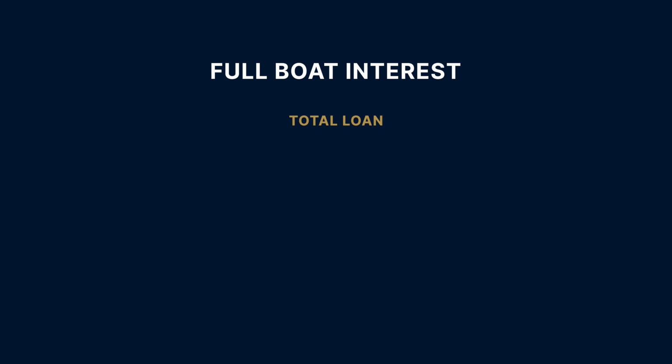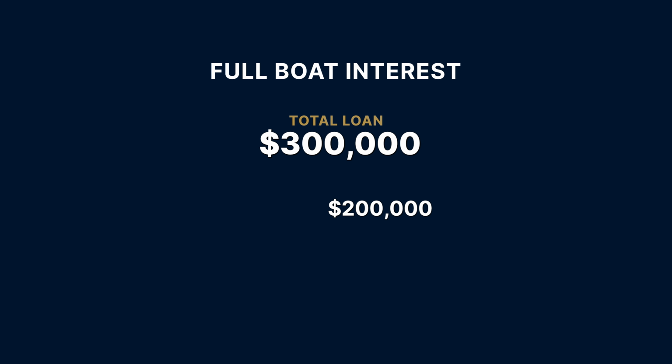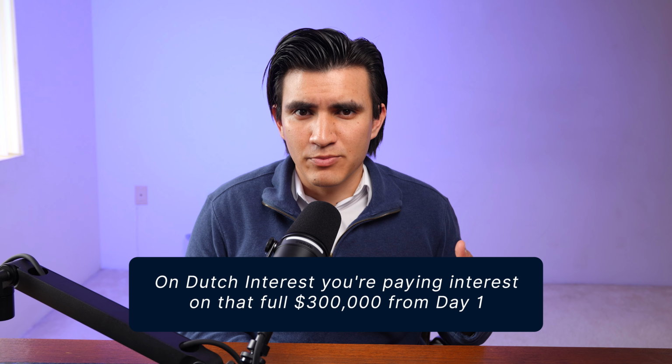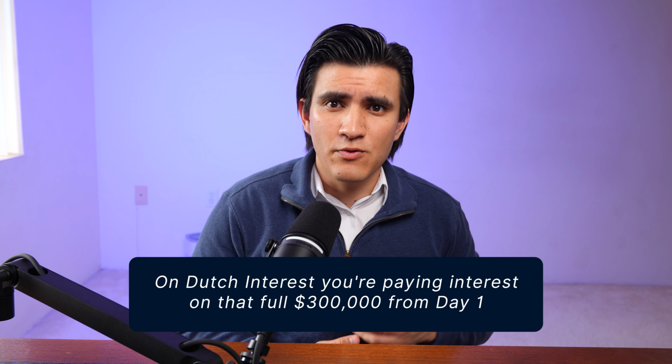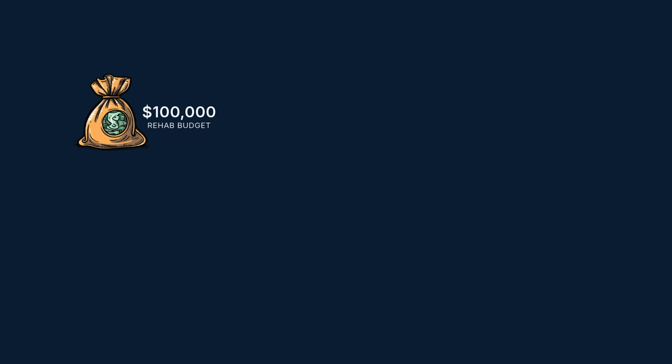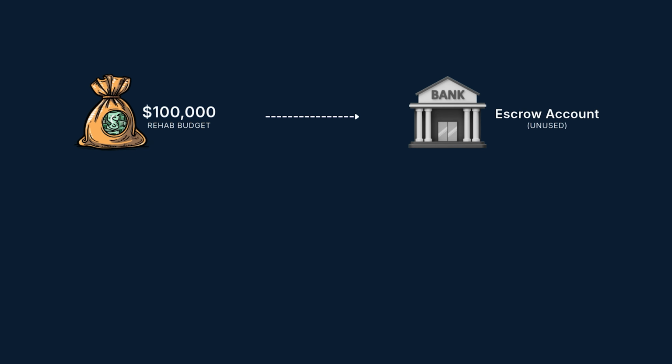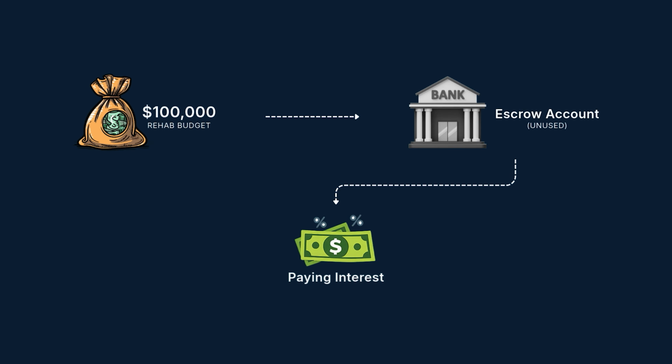Let's say your total loan is $300,000: $200,000 for the purchase, $100,000 for your rehab. With Dutch interest, you're paying interest on that full $300,000 from day one, even though that $100,000 rehab budget is still sitting in a separate escrow account not being used yet. You're paying interest on money you haven't received yet.